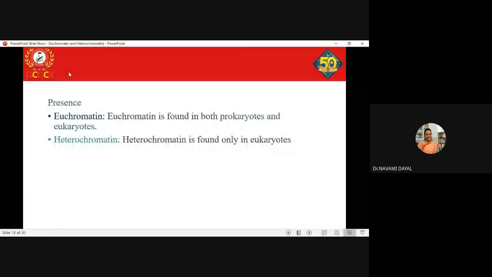Euchromatin is found in both prokaryotes and eukaryotes, but heterochromatin is found only in eukaryotes. Therefore, whenever you stain a bacterial cell's DNA, when the genetic material or nucleus gets stained, it will stain uniformly. You never see the different light and dark patterns in bacteria during staining.